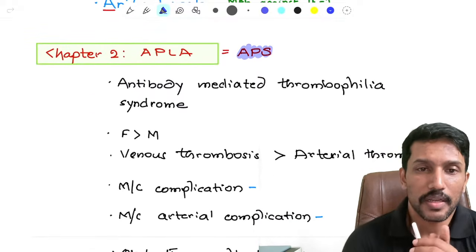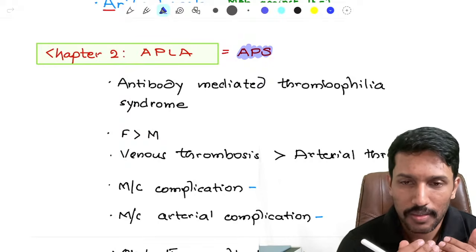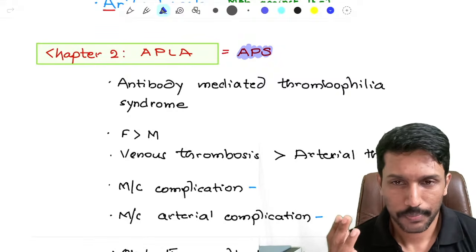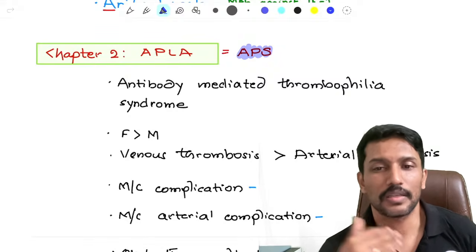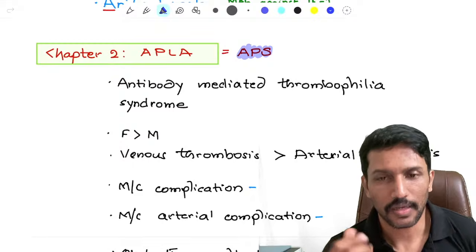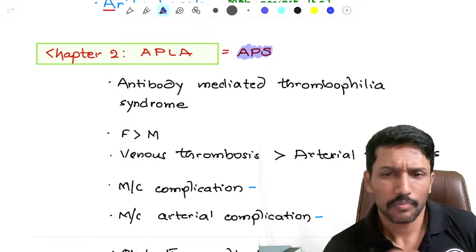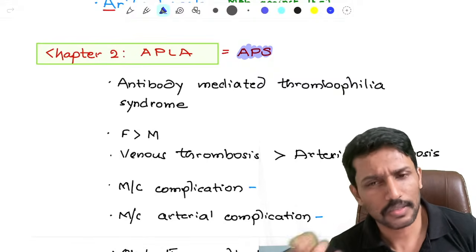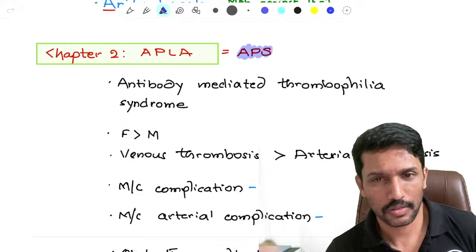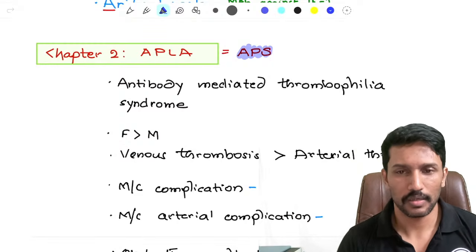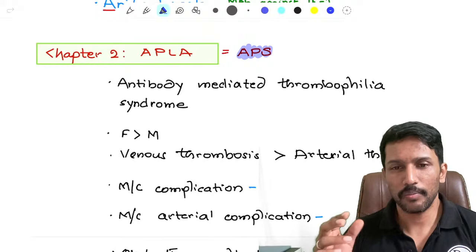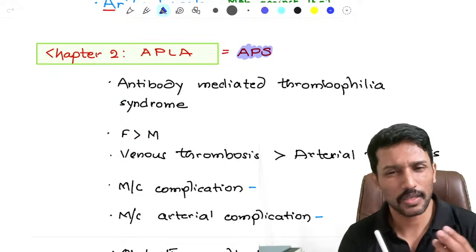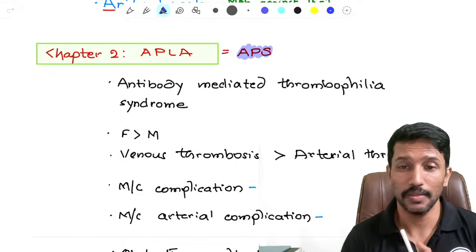It's an antibody-mediated thrombophilia syndrome. What do I mean by that? It's a condition where there is increased propensity to form clots in the body. There are so many other conditions where there is increased propensity to form clots, like protein C, protein S deficiency, antithrombin 3 deficiency. These are all factor 5 Leiden mutation. These are all thrombophilic states where, because of the impairment in the mechanisms preventing clot, we tend to develop clots easily. Just give an additional small risk factor and patient develops a clot.